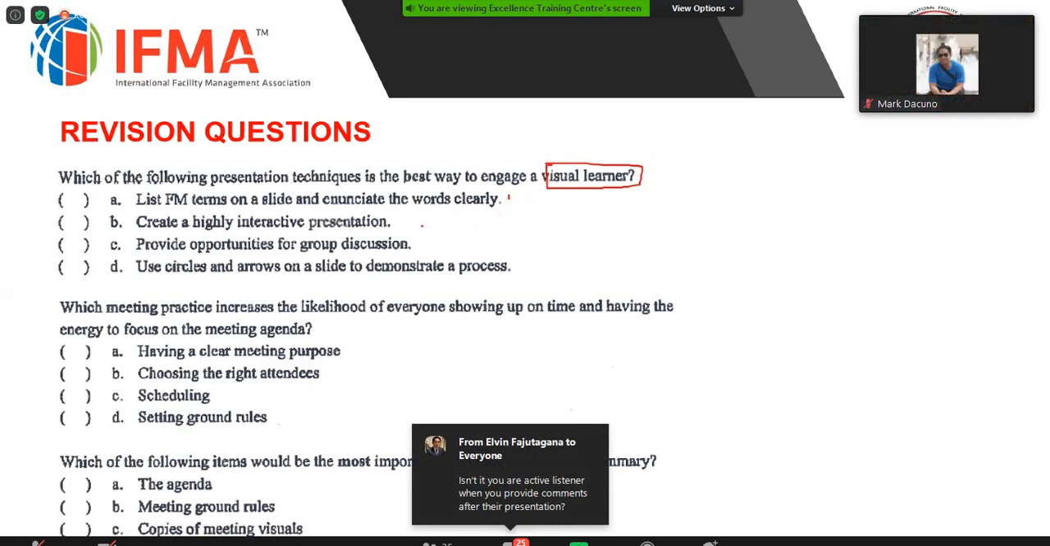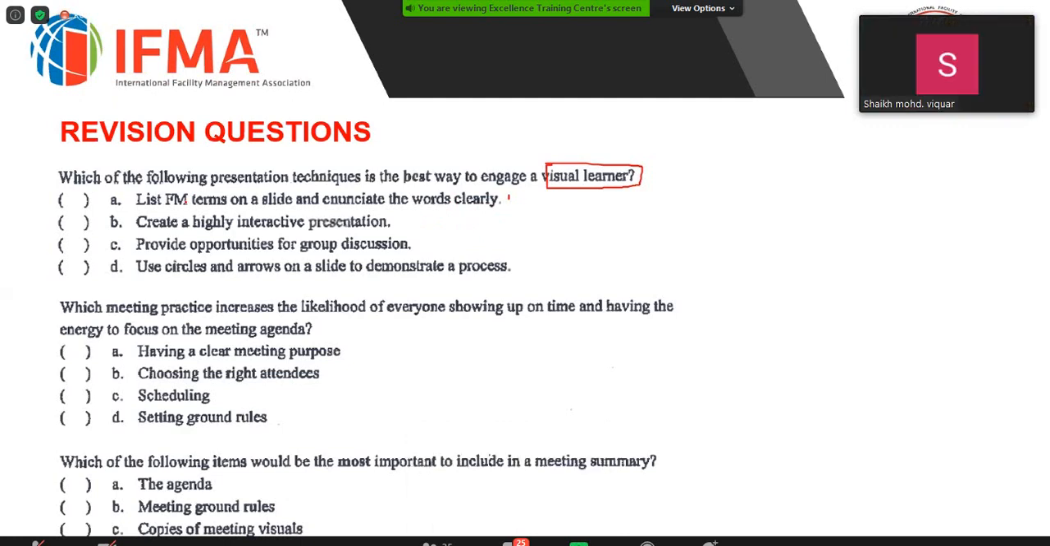D. Let us go through these. We are highlighting it by circles. The correct answer is D. Why? List key terms on a slide. This is a visual thing. Okay, they can see the slide. But what gives it away is enunciate the words clearly. Enunciate means voicing the words clearly, highlighting them. This is for what? This is an auditory way. Someone who wants to listen to it is auditory.